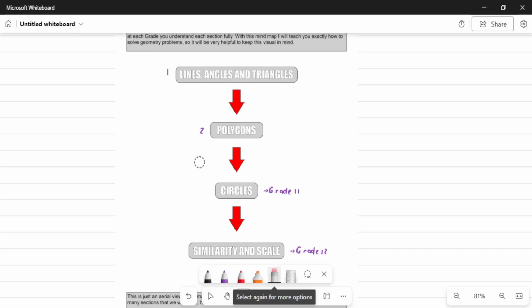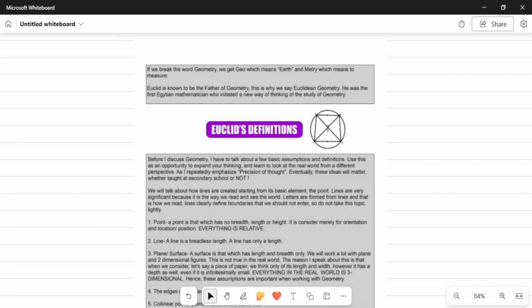So let's move on. Okay, so let's break down the word geometry. And let's talk about the building blocks of geometry, like points, lines, planes, etc. If we break the word geometry, we get geo, which means earth, and metry, which means measure. Euclid is known to be the father of geometry, and this is why we say Euclidean geometry. He was the first Egyptian mathematician who initiated a new way of thinking of the study of geometry.